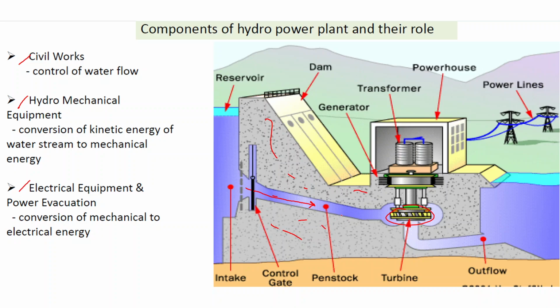And the electrical equipments and power evacuation is basically the generator part, the part involved in the conversion of mechanical energy to electrical energy. So here, this is the generator part and this powerhouse. All this is involved in the conversion of mechanical energy to electrical energy. So basically, these three parts are involved in the extraction of energy from the flowing water.